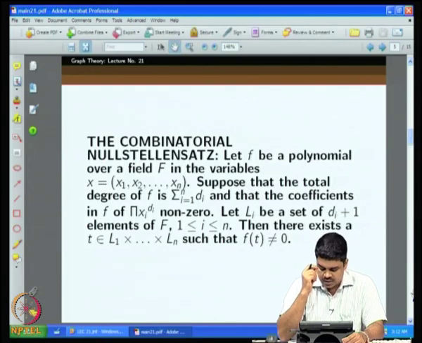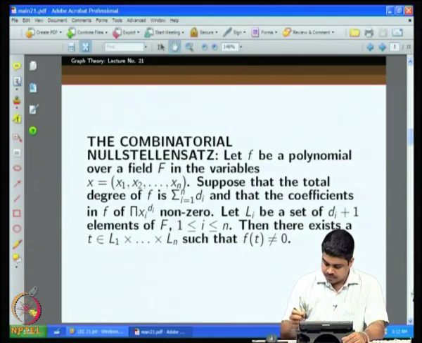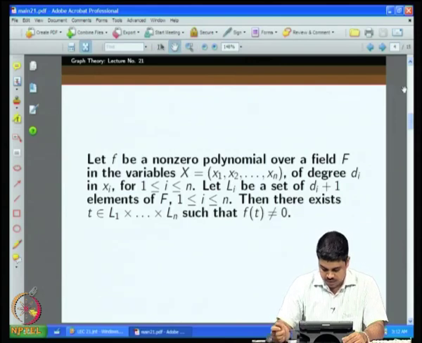In that case, suppose we are given a list L_i for each variable x_i of cardinality d_i plus 1, then we can get a value for x_i from L_i such that if you assign those values to each of the x_i's, then the polynomial will evaluate to a non-zero value. This is by somewhat modifying a corresponding theorem about the non-zero roots of polynomials. There are some differences; here there is a slight modification for the purpose of getting proofs.